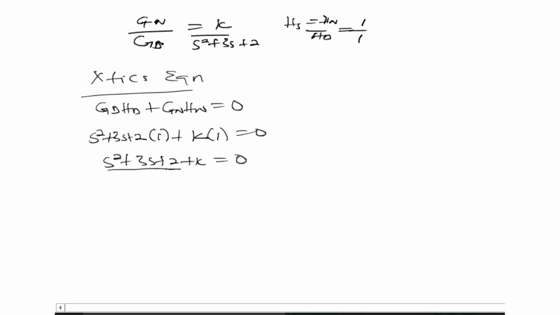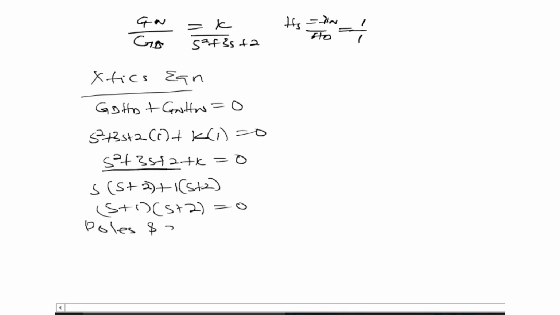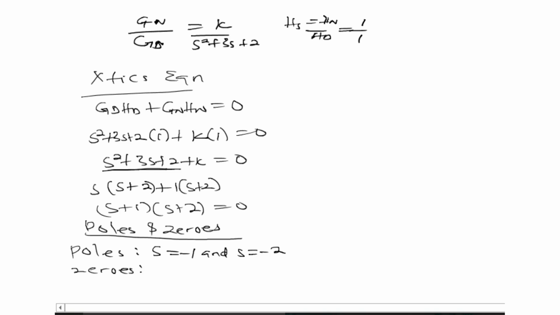Now from here we can find our zeros and poles. Simplifying using the quadratic equation, that is by factorizing, we have s into s plus 2 plus 1 into s plus 2, then s plus 1 times s plus 2 equals to 0. Now the next step is to find the poles and the zeros. So our poles will be at s equals minus 1 and s equals minus 2. We are not having any zero here; zero is supposed to be nil.